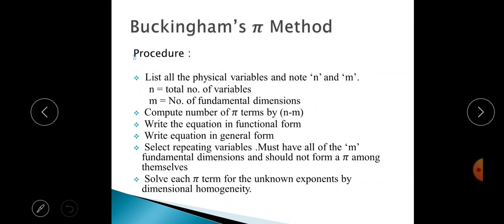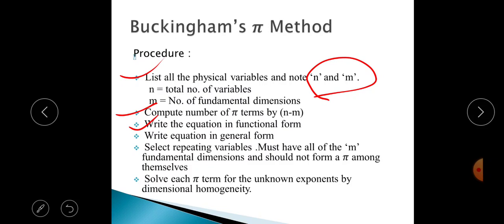So what is the procedure which we follow in solving problems with the help of Buckingham's pi method? First of all, we list all the physical variables and we note down n and m. So what is this n and m? N is the total number of variables, both dependent and independent, and m is the total number of fundamental dimensions. Then we compute the number of pi terms by n minus m. So there are n minus m pi terms.